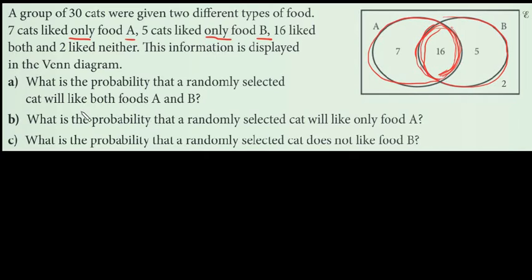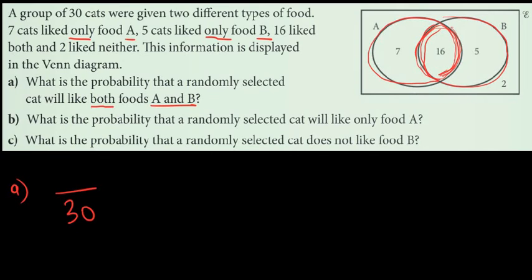Alright, let's see the questions. What is the probability that a randomly selected cat will like both foods A and B? So let's remember the probability. It is the number of desired outcomes over the number of all outcomes. Here, the number of all outcomes will be the number of all cats in this group. So it is 30. What is the desired outcome here? A randomly selected cat will like both food A and B. So this part is both A and B.